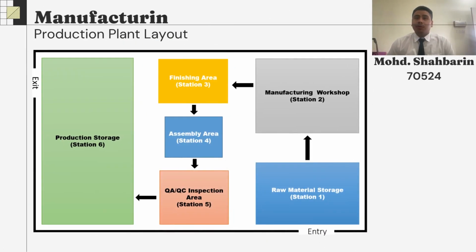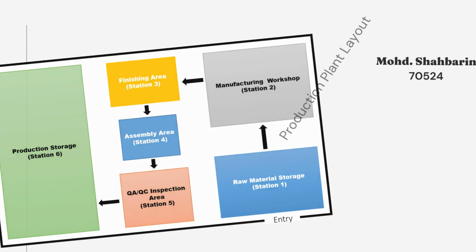Next, this is the proposed production plan layout. As we can see, our warehouse includes 6 types of stations, which is the raw material storage, manufacturing workshop, assembly and finishing area, QA/QC inspection area, and production storage area. The arrow indicates the flow of process for each cycle of our manufacturing process of the electric palm cutter.